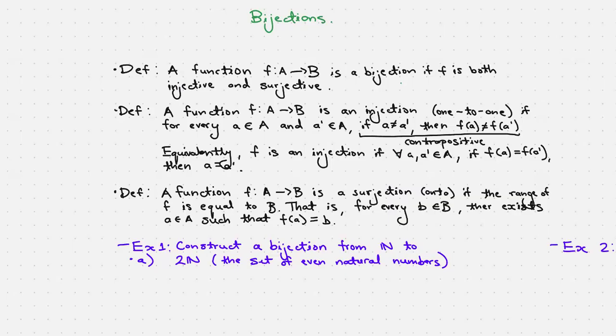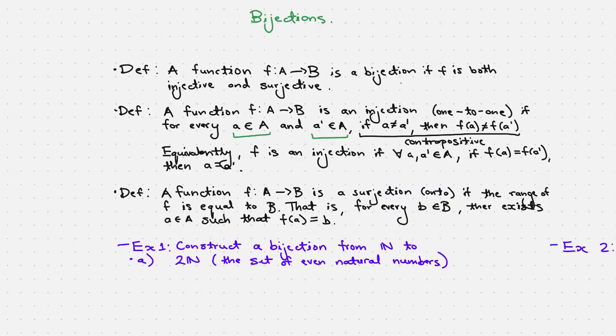So a function f from A to B is an injection if for every element a and a prime in A, if a is not equal to a prime, then f of a is not equal to f of a prime. So essentially, if you have two elements in the domain that are not equal, then they do not map to the same element.